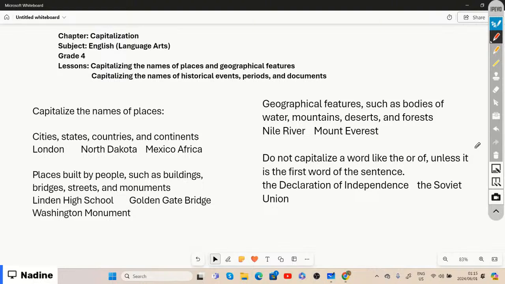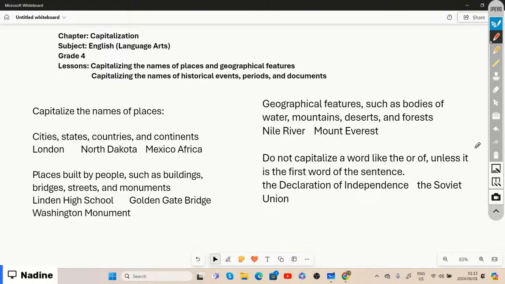All right. So when it comes to geographical features and bodies of water, remember geographical features are not stuff that man built, right? These are things that have been there for years and years, all right? Because it has become such a feature, right? That people come to see, that people want to know of. So geographical features such as bodies of water, which are your streams, your lakes, right? Your rivers, mountains, deserts, and forests.